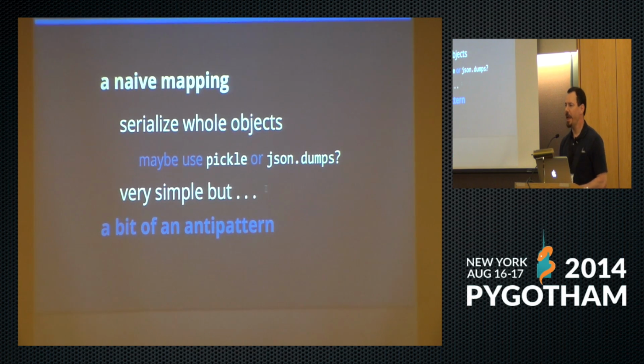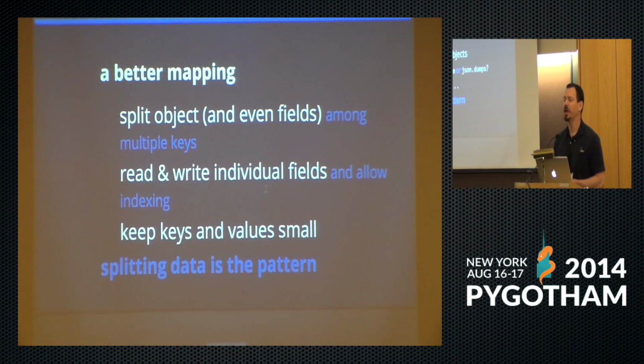object store. And as a first cut, thinking about how would you store such a thing in a key value store, you might think of serializing entire objects, pickling it, using JSON dumps, something like that. And that is very simple, but it has a lot of limitations in that you can no longer access individual fields, and you can't index individual fields within those objects. So that's kind of a bit of an anti-pattern.